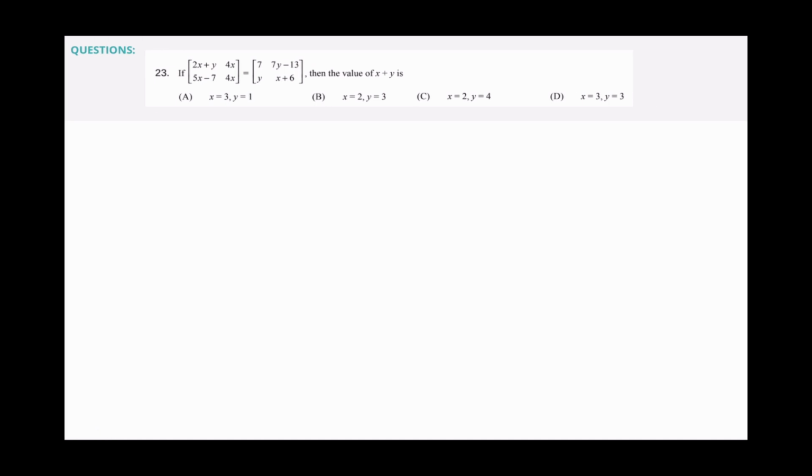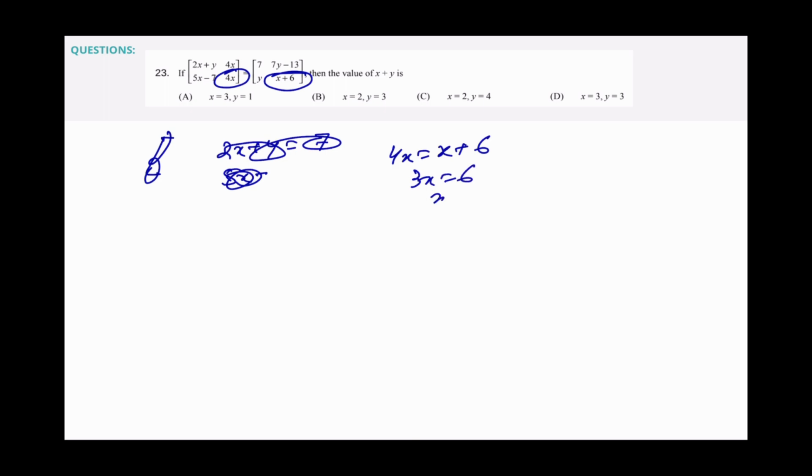Let's see 23rd. 23rd, what we have is, they have given equality of matrices. So directly we'll do 2x plus y is equal to 7 and 5x minus, what do you say? Oh, we can do it faster if I take this and this. So 4x is equal to x plus 6. So 3x is equal to 6, x equal to 2. You can do it mentally also. No need to do calculations and all that stuff. I'm just doing it for the sake of showing.